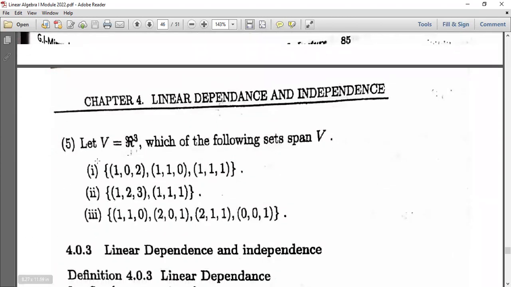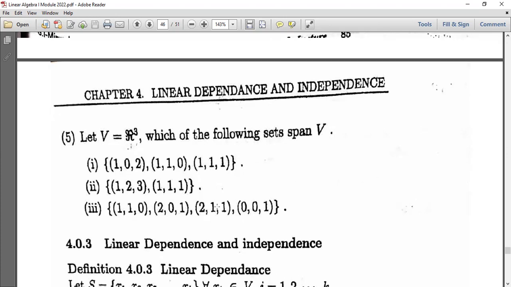5, V is R3. Which of the following sets span V? What does it mean by spanning? It means that every vector in R3 can be written as a linear combination here. So we can always check that.